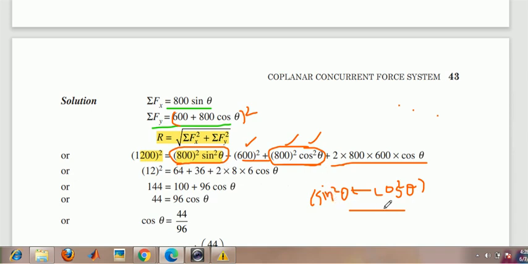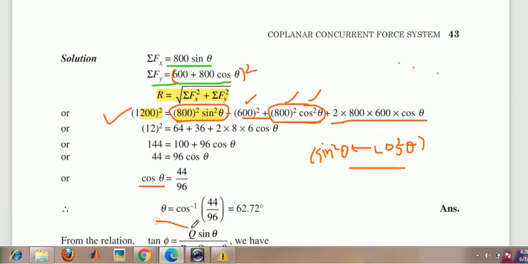Okay, so then sin square plus cos square is 1. So by simplifying this, in the entire equation the only unknown is theta. You will get the theta value. So that is the first aim of your problem, and it is over. That is, the angle between 800 and 600 Newton is 62.72.